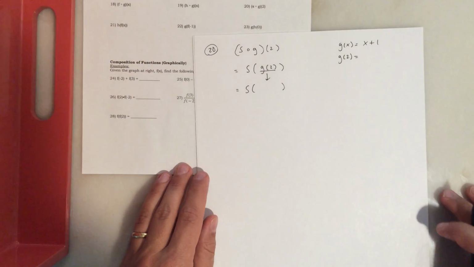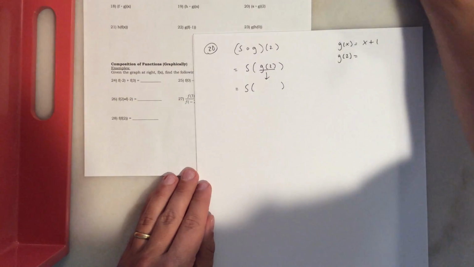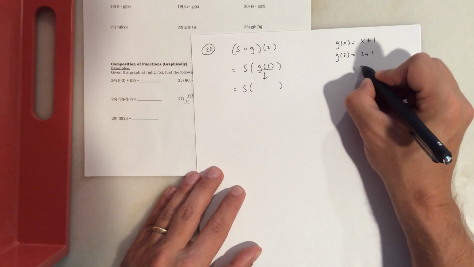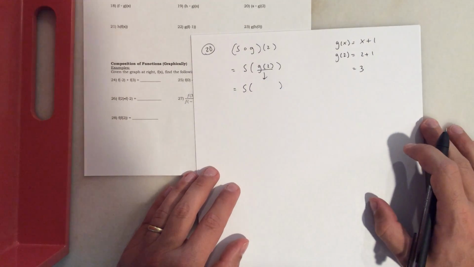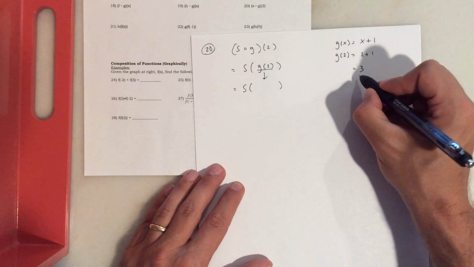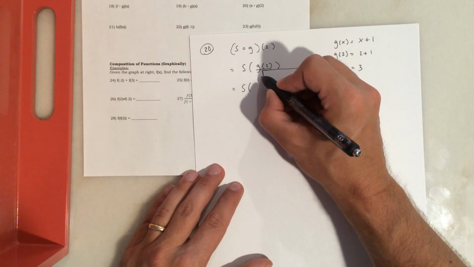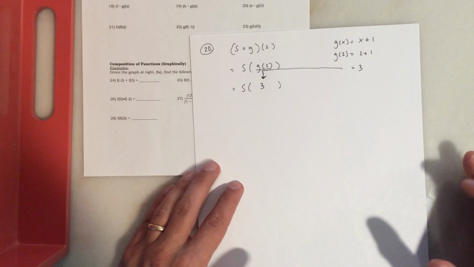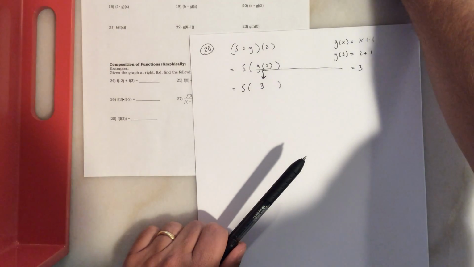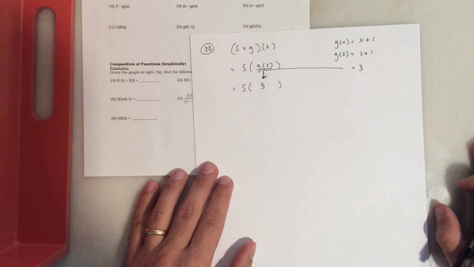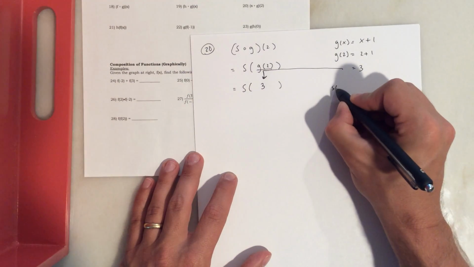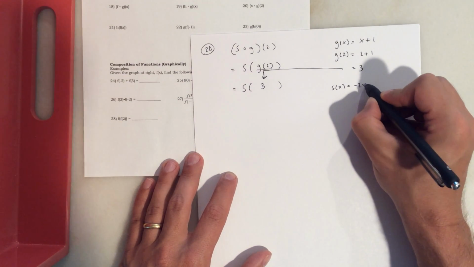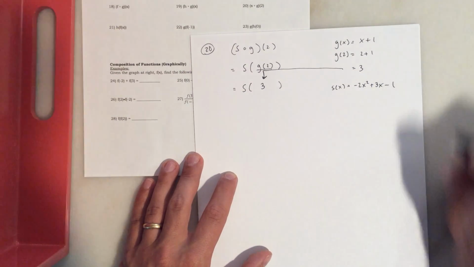Well, g of 2 is 2 plus 1, or 3. So g of 2 is 3. So I'm going to take this and plug it in here. So ultimately we're finding s of 3. S of 3. What's s? Well, let's remember what s of x is. S of x, according to the rule on the paper, is negative 2x squared plus 3x minus 1.